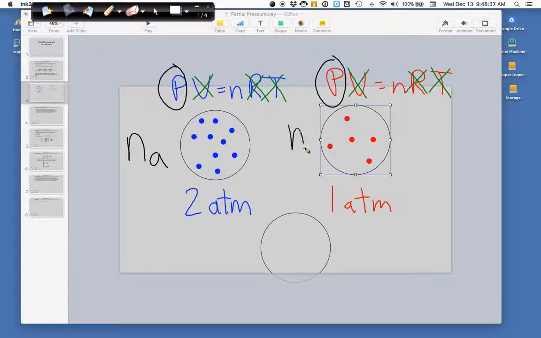So what we said is this: Na is twice Nb, right? So Na is 2 times Nb. So if the number of moles of A is twice the number of moles of B, what will the pressure of A be compared to the pressure of B? Twice.